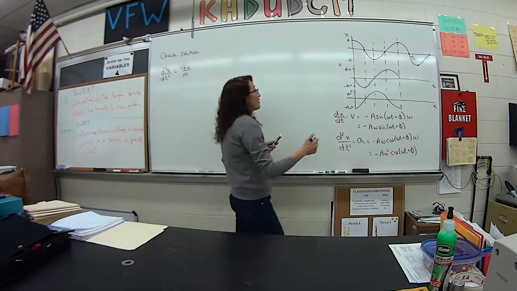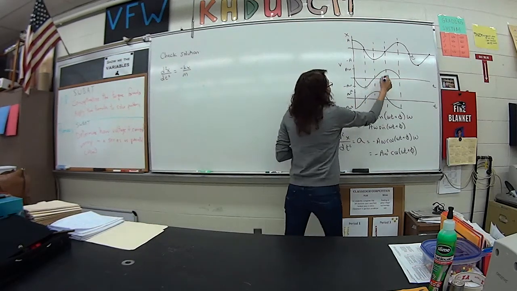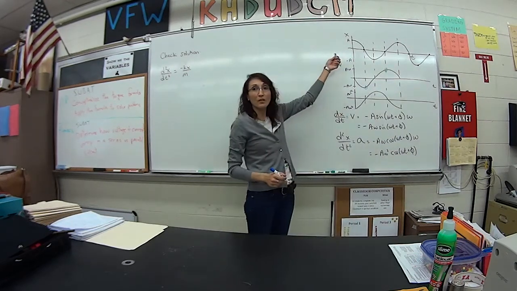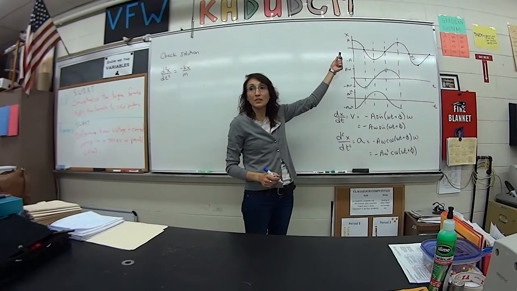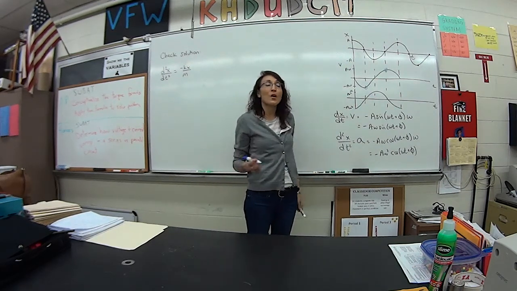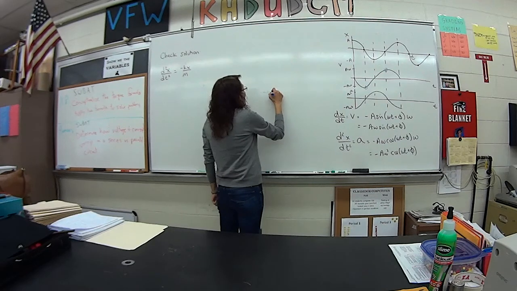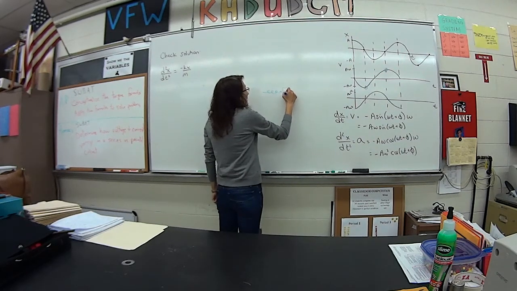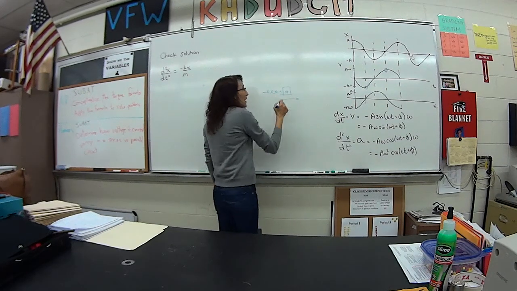Where is the object when I have the maximum velocity? What does that line up with position-wise? At 0. Why does that make sense? Why do I have the maximum velocity when this thing is right back at equilibrium?